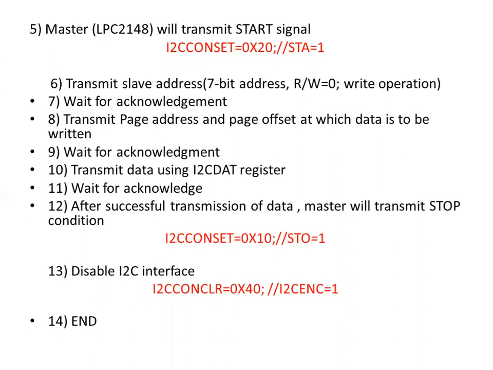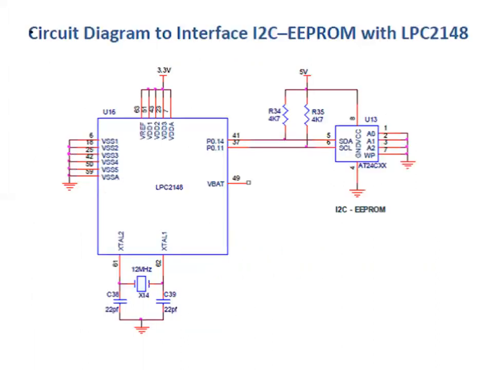That will be STO is equal to 1 in I2CONSET. Next will be disable the I2C interface. I2CONCLR will be 0x00, I2EN will be 1, and next will be end.